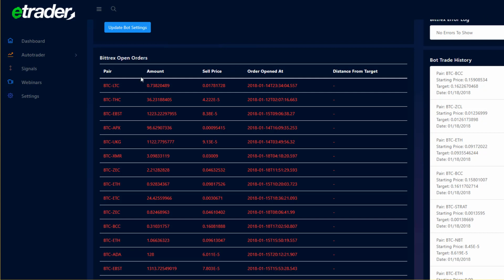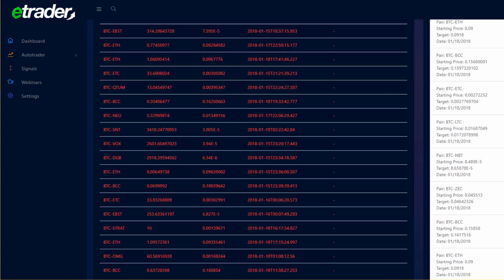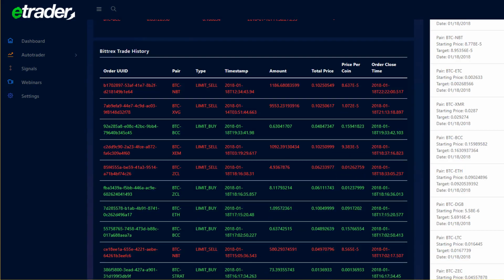So the first thing we see here is the open orders. These are the 32 open orders that are in my Bittrex account waiting to sell. And then we have the trading history. And so we see the date over here, the 18th, which would be today. And here's a couple of trades that have taken place.